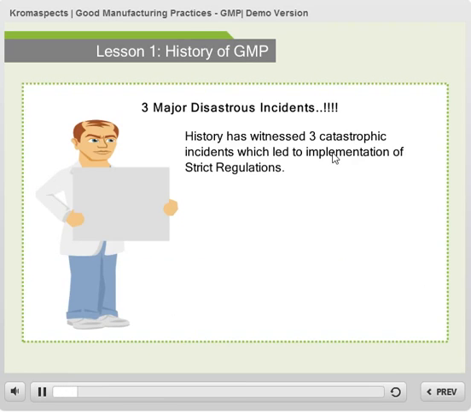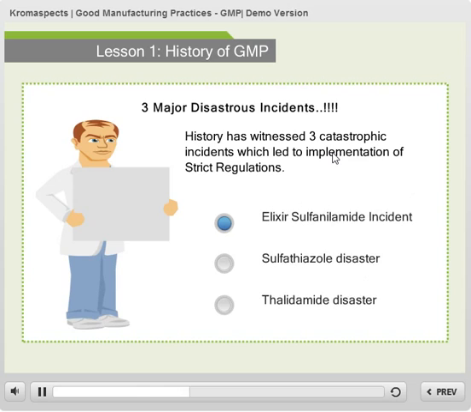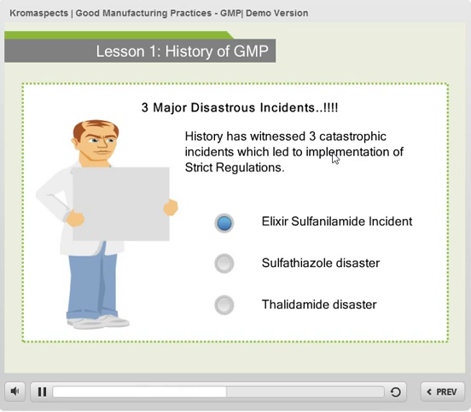Before understanding GMP, let us analyze the facts which initiated this, because the world has witnessed 3 catastrophic incidents which led to GMP. Click on the buttons to learn more.